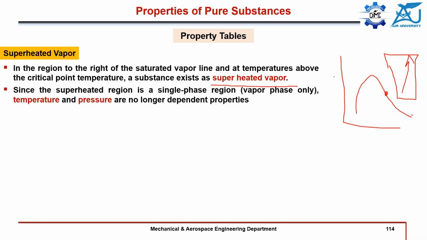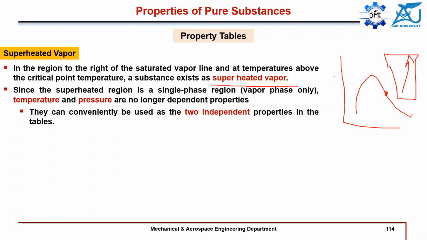Okay, since the superheated region is a single phase region, we have only the vapor phase. In the superheated region there is no liquid phase. Okay, so the temperature and pressure are no longer dependent properties. In this region the dependence of temperature and pressure upon each other is gone. Okay, so now we have temperature and pressure independence.